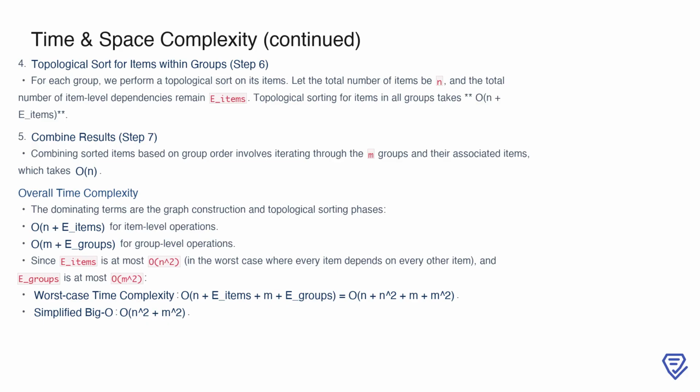When we look at the overall time complexity, the dominating phases are graph construction and topological sorting. Item-level operations involve terms like n plus e_items, and group-level operations add m plus e_groups. In the worst-case scenario, where every item depends on every other item, e_items could reach n squared. Similarly, e_groups could be as large as m squared if every group depends on every other group. Combining these terms gives us a worst-case time complexity of n plus n squared plus m squared, which simplifies to n squared plus m squared.